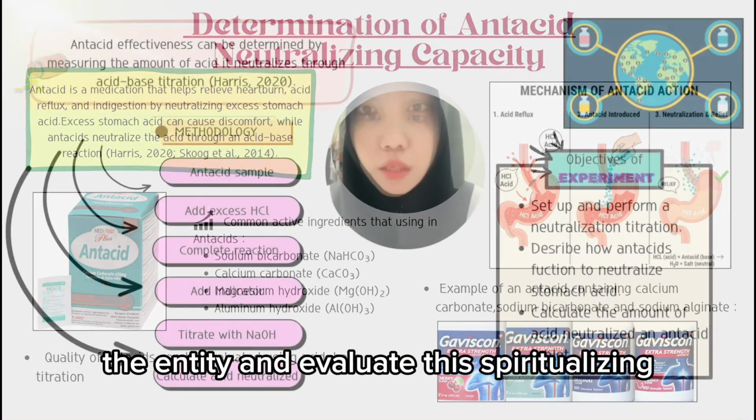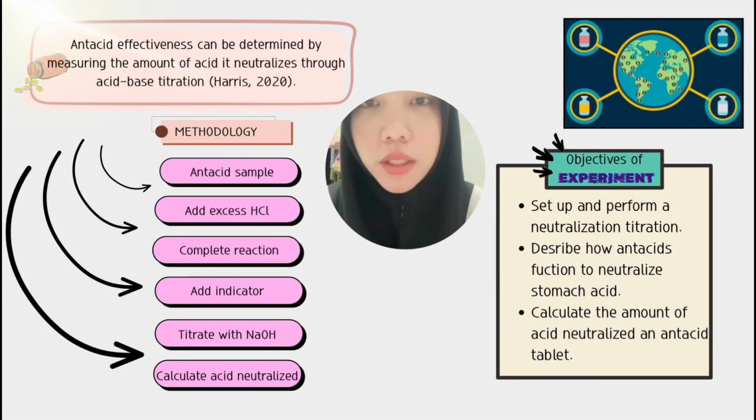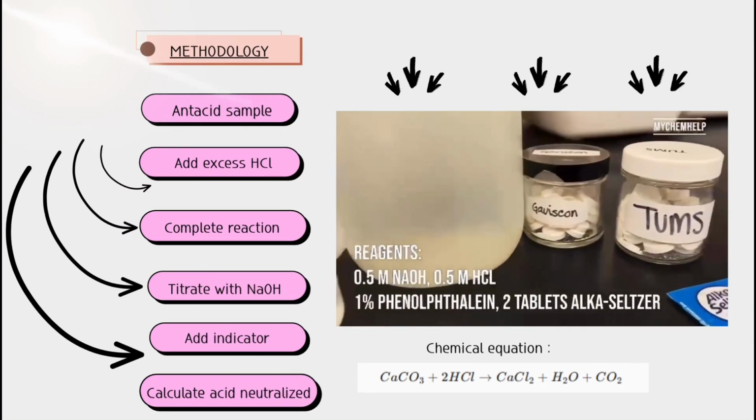its neutralizing capacity. The antacid tablet was crushed and reacted with an excess amount of hydrochloric acid. After the reaction was complete, an indicator was added. The excess acid was then titrated with sodium hydroxide until a faint pink endpoint was observed. Finally, the neutralizing capacity of the antacid was calculated based on the amount of acid neutralized.